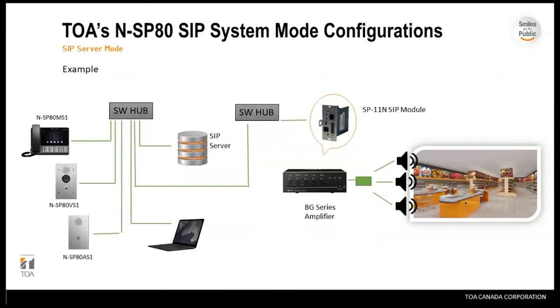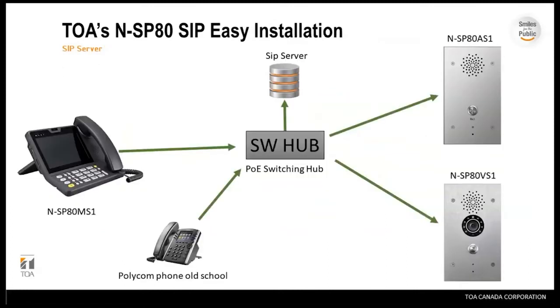So similar to the peer-to-peer, this is an exploded version of a simple solution. So we've got a simple switch and hub, which is connecting the various TOA SP80 products. Maybe a PC as well connected, which is linked to a SIP server. We have the switch over here, the hub, and our SIP paging module going into our amplifiers. Very simple example. We've got our master. In this example, we might have a Polycom phone system going into a switch. Our master is in a SIP server.